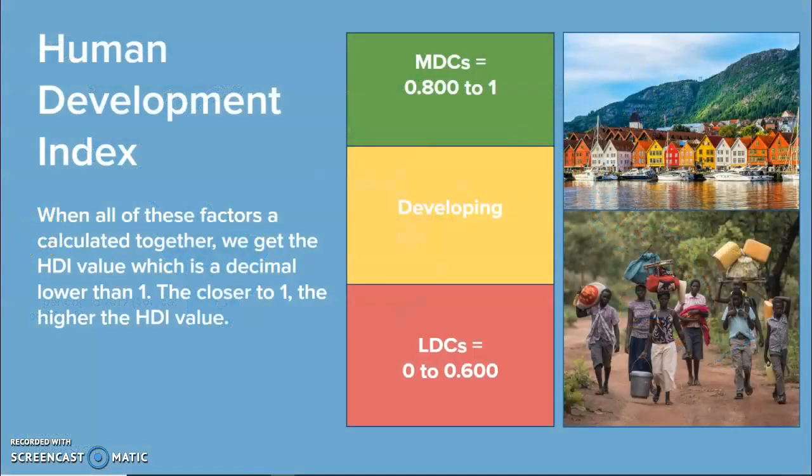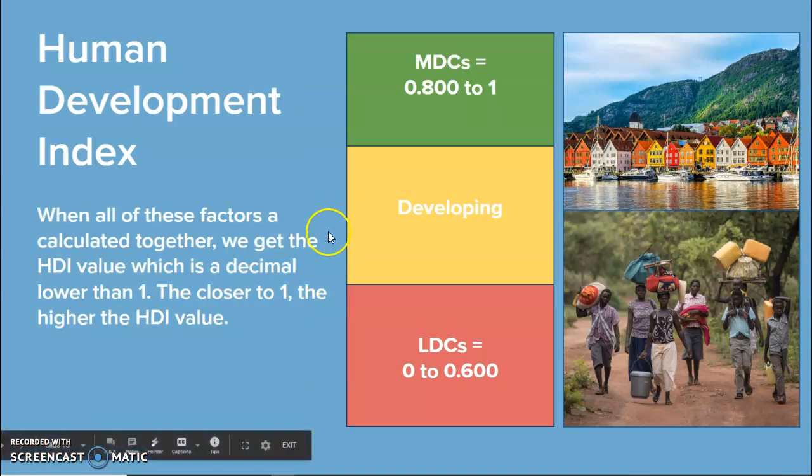So then, if you combine all of that information, it combines to be the Human Development Index, and that's going to be a fraction or a decimal, so it's the numbers between 0 and 1. The closer you are to 1, the more developed. So from 0.8 to 1 is considered a more developed country. From 0 to 0.6 is a less developed country. And then developing would be 0.6 to 0.8.